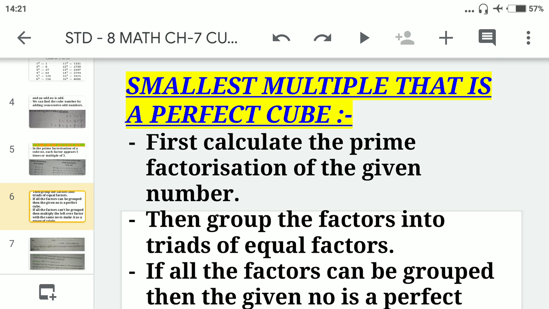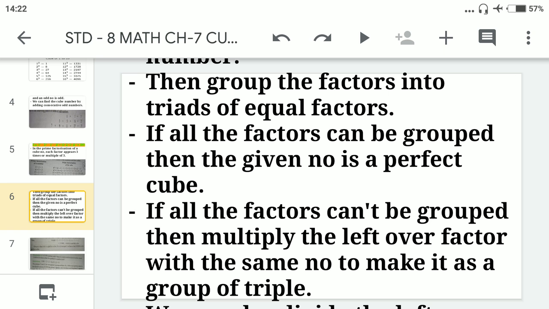Now first calculate the prime factorization of the given number, then group the factors into triads of equal factors. That means after factorization you have to make triads. Triad means a group of 3 numbers. If all the factors can be grouped, then the given number is a perfect cube. If every factor can be represented in the form of groups, then it is a perfect cube number.